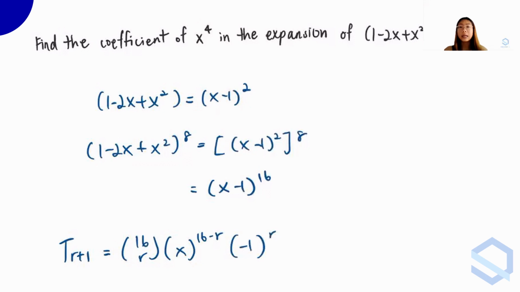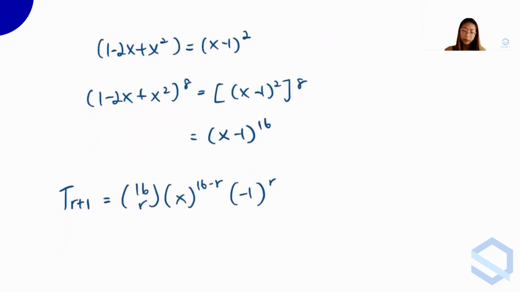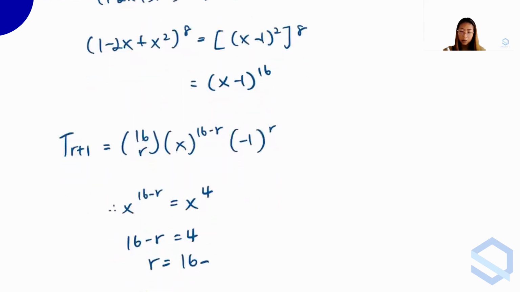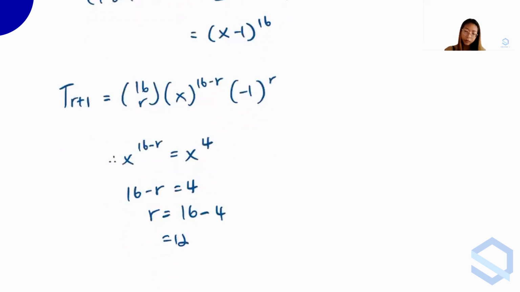The question wants us to find the coefficient of x to the power of 4. So what this means is that x to the power of 16 minus r would give us x to the power of 4. And 16 minus r would give us 4. So this gives us r to be 12. So when r is 12, we can actually find the term in the binomial expansion which contains x to the power of 4. So let's sub that back in.